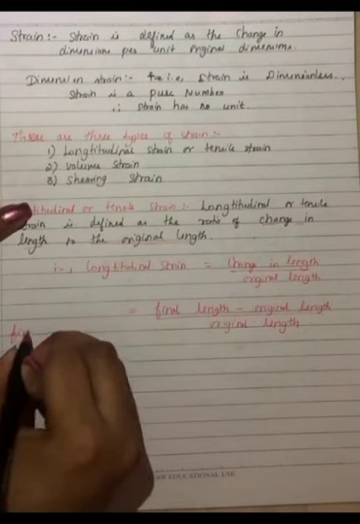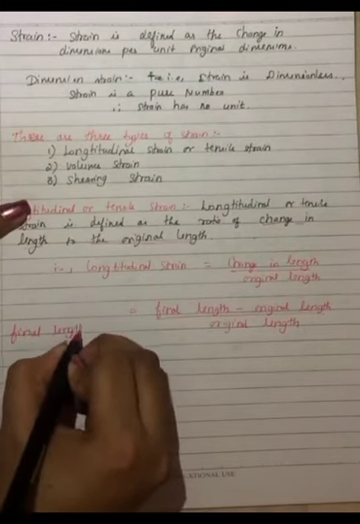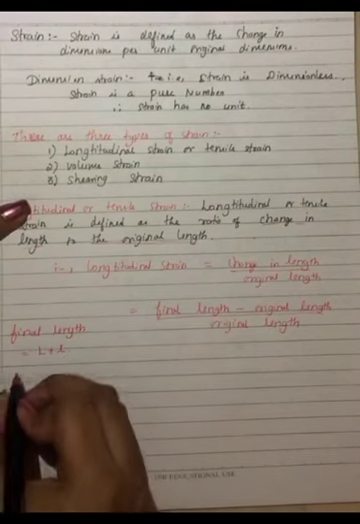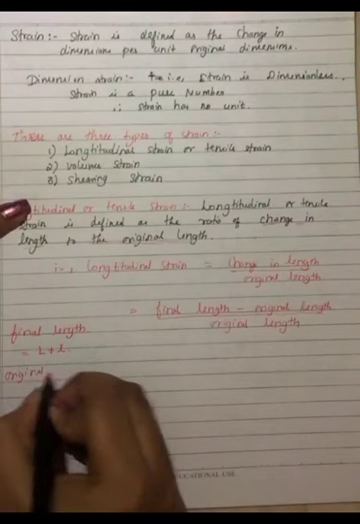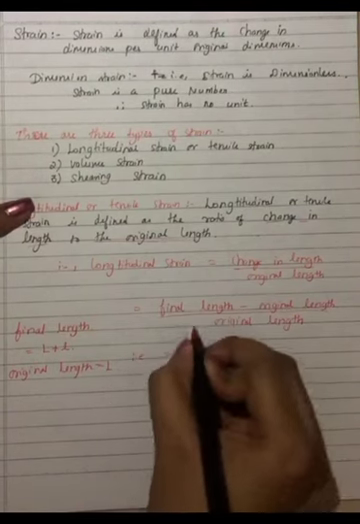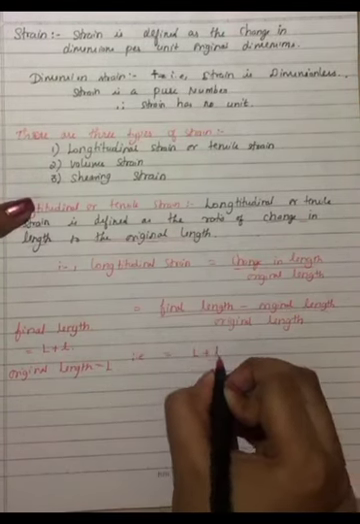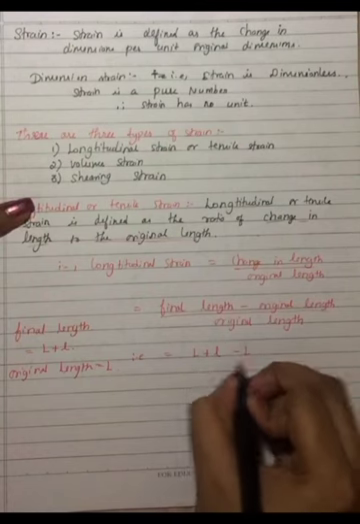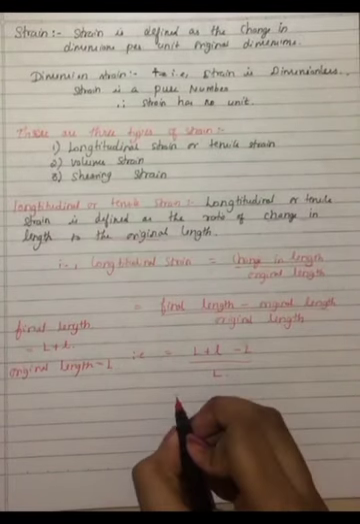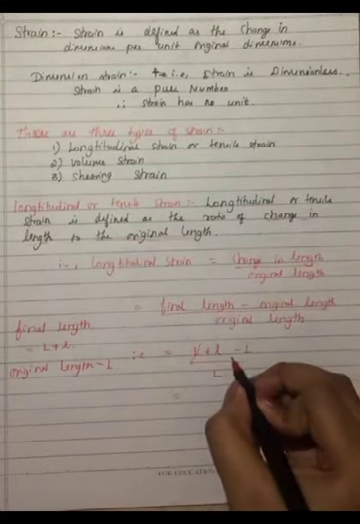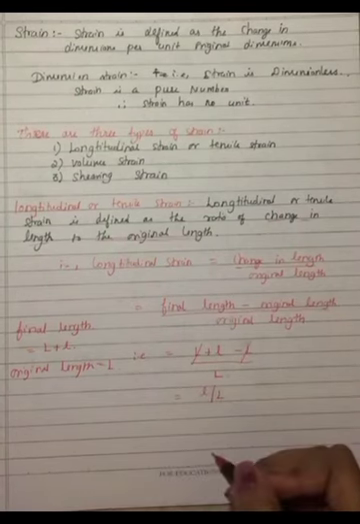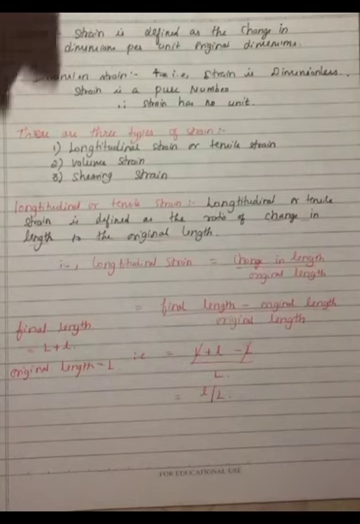See, final length is capital L plus small l, and original length is capital L. That is, final length, capital L plus small l, minus original length, capital L, upon original length, capital L, equal to, now capital L plus and minus will get cancelled. Now small l upon L. This is the derivation of longitudinal strain or tensile strain.